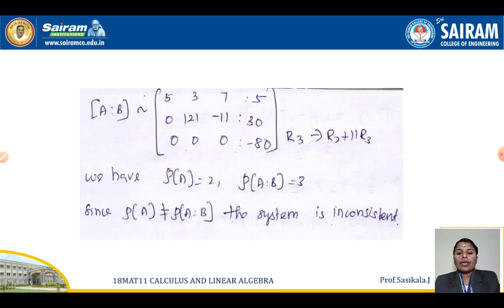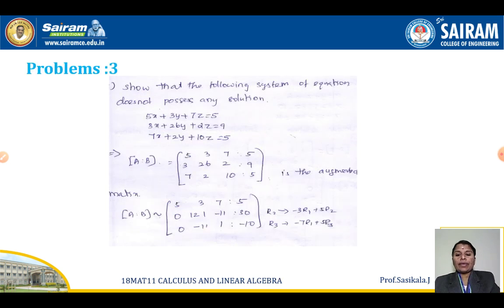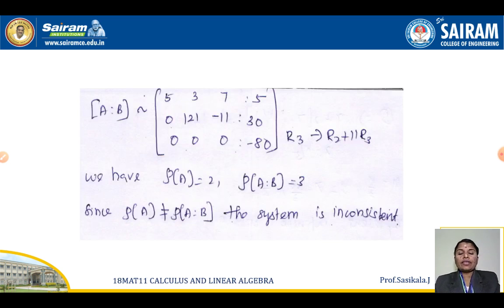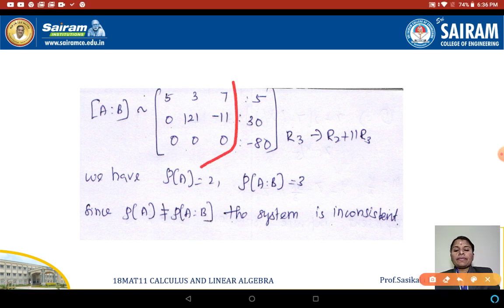So now you can go with the next one. I make it 0 here. So 121 and 11 have a common factor. Just multiply with 11, then you can add it. That was as written: R3 implies R2 plus 11 into R3. You will get 0, 0, 0 and minus 80. Now, the rank with only the A terms, right? So this will be only the A part.